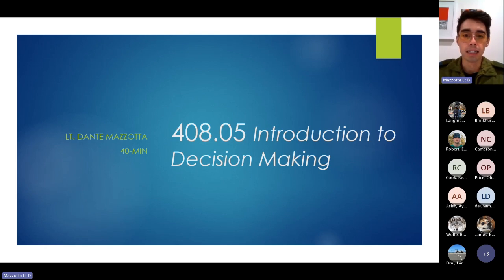So it's important to have good situational awareness regarding what's happened, what is happening, and what's going to happen later on. And all of these factors influence your decision-making process. So we're going to talk about it a little bit this evening.